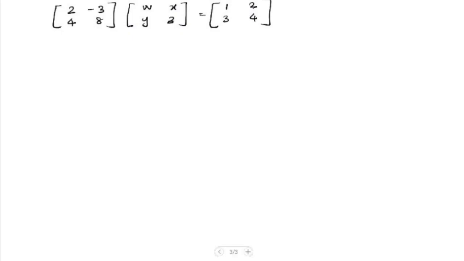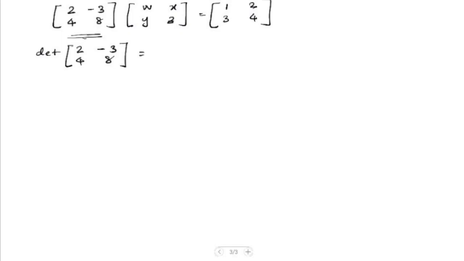The first thing we need to do is see whether this matrix here is invertible or not. To know if this is invertible, we find the determinant of this matrix. So let's say the determinant of 2, minus 3, 4 and 8 is equal to what?